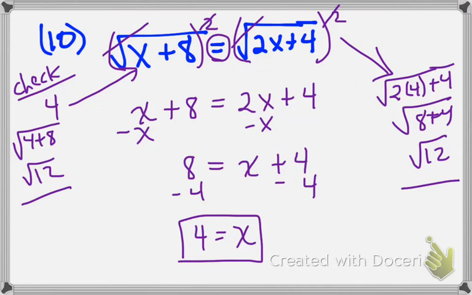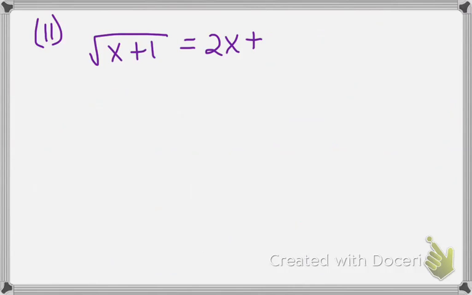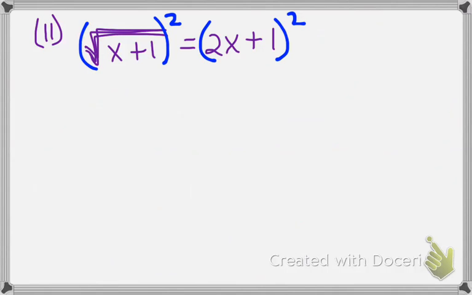All right, going on to number 11. For a lot of people, this is the type of problem that gives them the most difficulty. We'd like to get the x's together, but on this side over here I have a square root. So I have to start off by getting rid of that. So to get rid of the square root, I have to square it. And if I square that side, I have to square both sides.